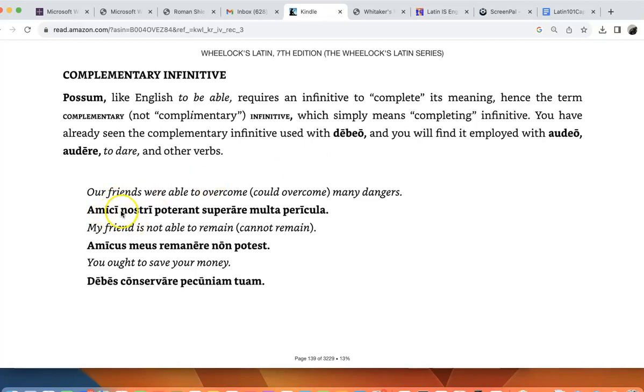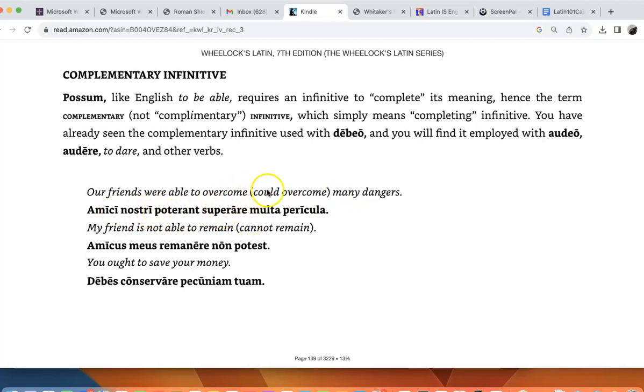Let's take a look at the examples here. They talk about the complementary infinitive, sometimes called the verbal complement in English. What it does is just complete the meaning of the sentence. So here we have "amici nostri potuerunt superare multa pericula." Our friends were able to overcome many dangers, so our friends were able.